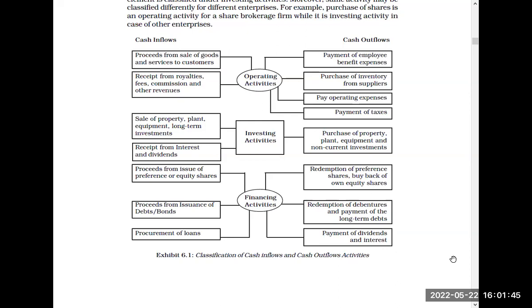Payment of operating expense, we have taken: rent, salary, everything. And then payment of tax. We are not including it in the list, but we discussed it in the previous question.